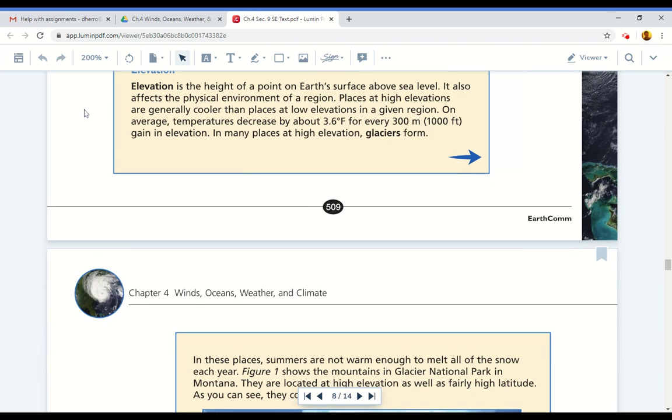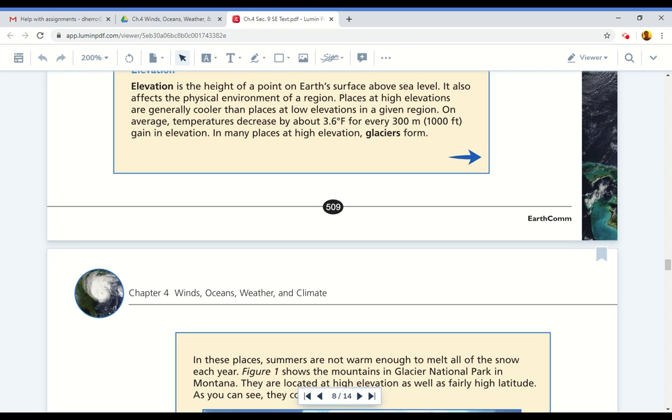Elevation is the height of a point on Earth's surface above sea level. It also affects the physical environment of a region. Places at high elevations are generally cooler than places at low elevations in a given region. On average, temperatures decrease by about 3.6 degrees Fahrenheit for every 300 meters or 1,000 feet gain in elevation.